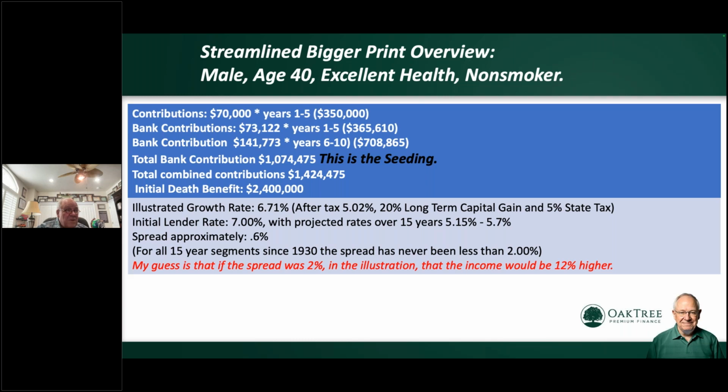Remember I said that for all 15-year segments since 1930, the spread has never been less than 2. We're illustrating something that's never happened, never been this low. Wow. My guess is that if the spread was 2% in the illustrations, the income would be 12% higher. Well, that's good, 12%, but the point is the leverage.